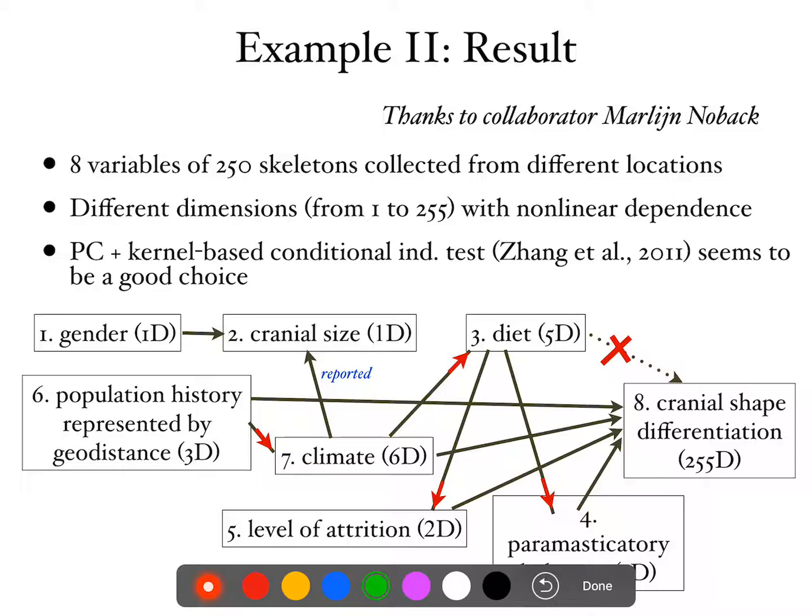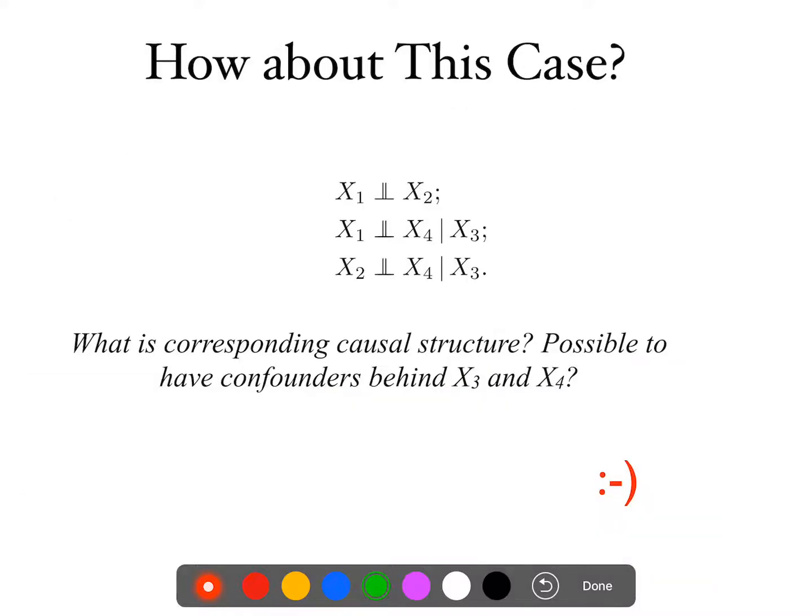Here, a lot of papers talk about the influence of diet on cranial shape differentiation. Basically, diet, what you eat, will influence the shape here. Yeah. And a lot of papers talk about this, but here we know, oh, yes, there's a causal influence. However, it's not direct. This causal influence takes place via two other variables: level of attrition in teeth and some other behavior. So you can see by analyzing data, you can really have a detailed understanding of the underlying causal process.